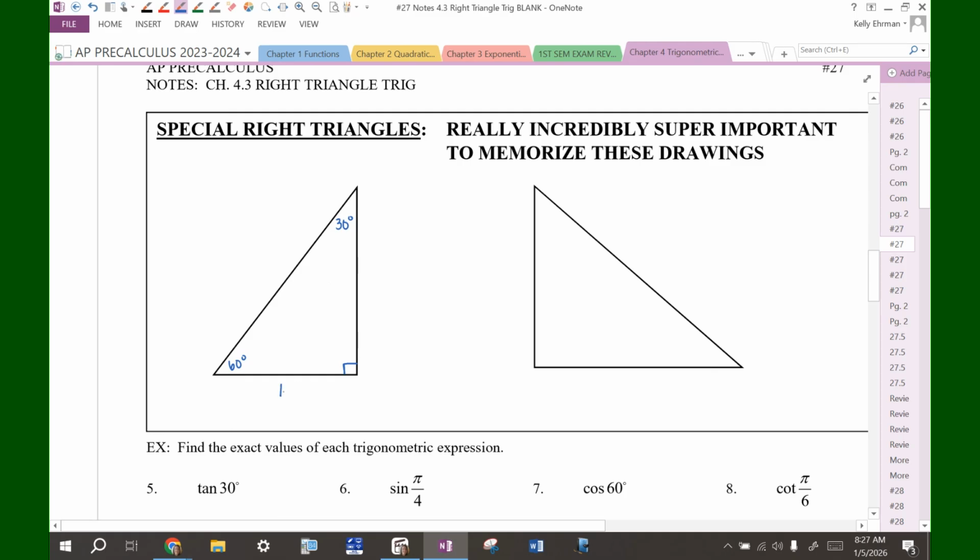Whatever the leg is across from 30, the leg across from 60 is that short leg times radical 3. So 1 radical 3 is just radical 3. The hypotenuse is always double the short leg. Well, 2 times 1 is 2. So again, you had to do more with this in geometry. You had to do x radical 3, 2x, and then you had all kinds of other stuff to do. We're keeping this in its smallest whole number form for the short leg.